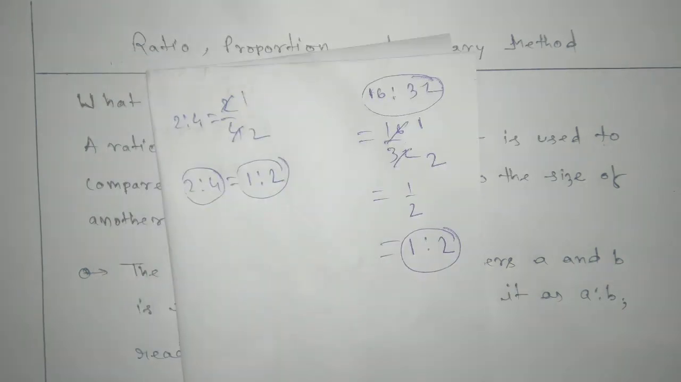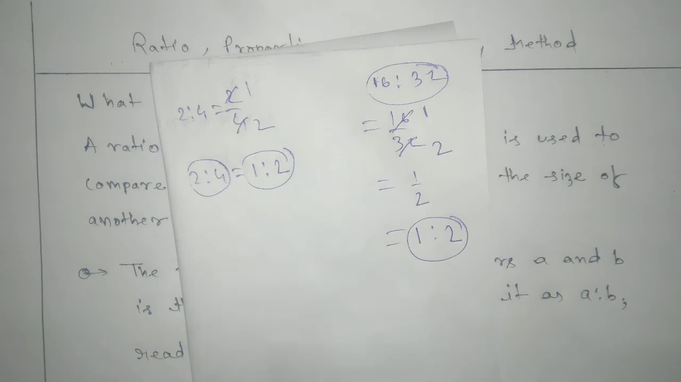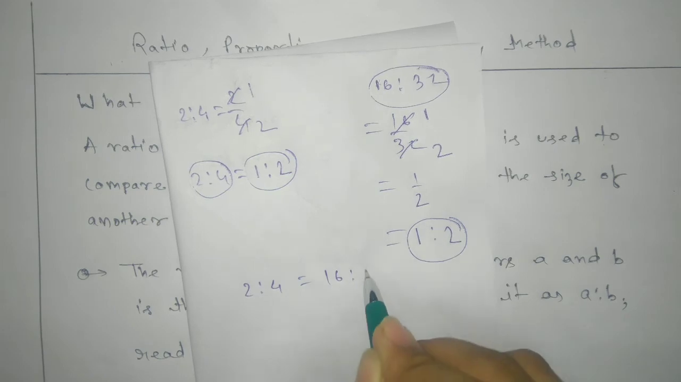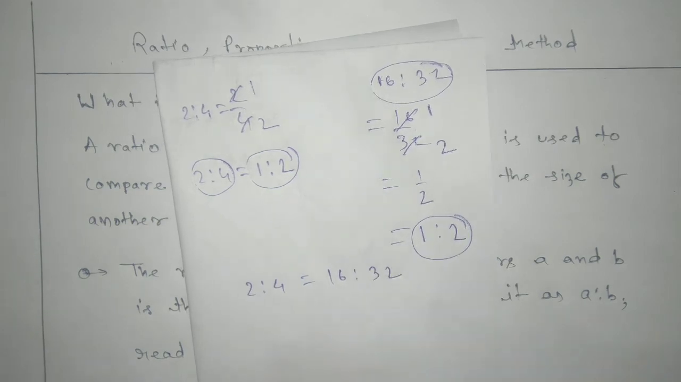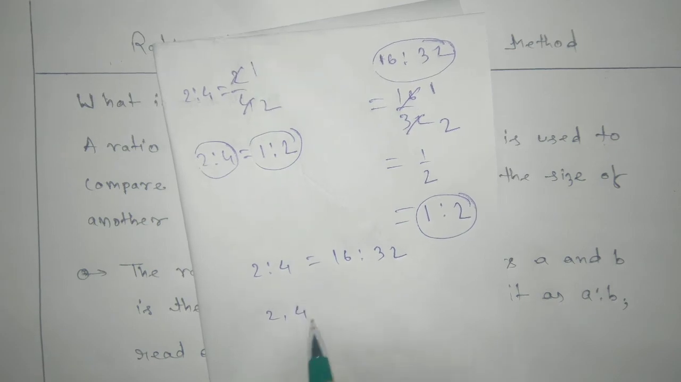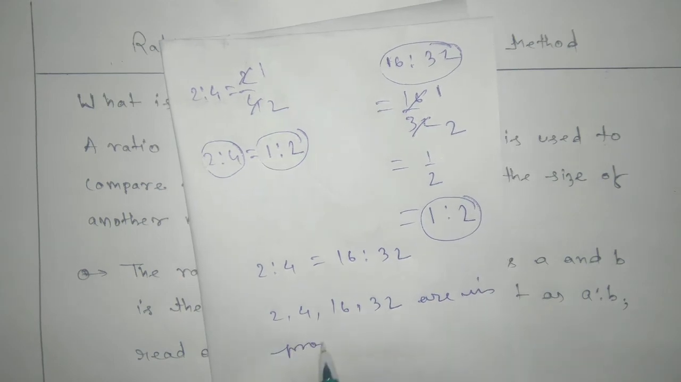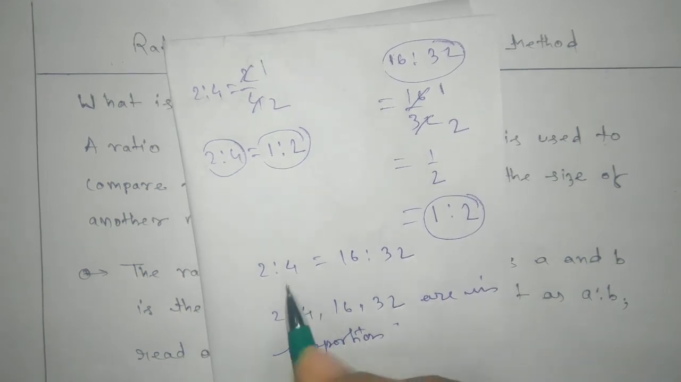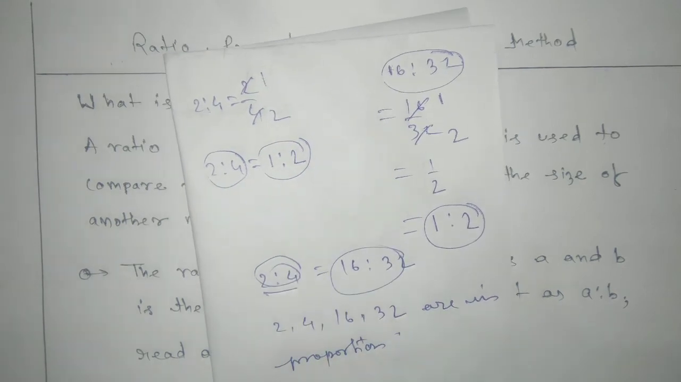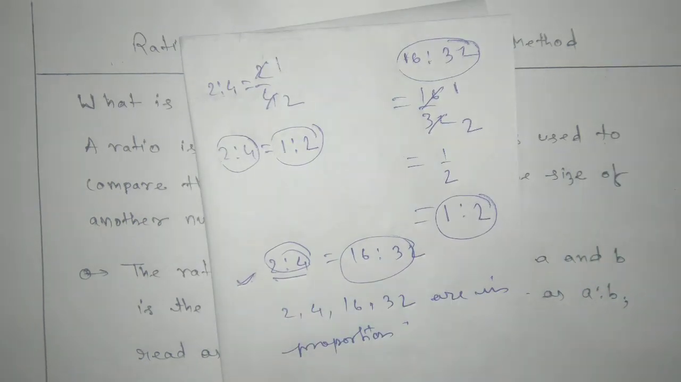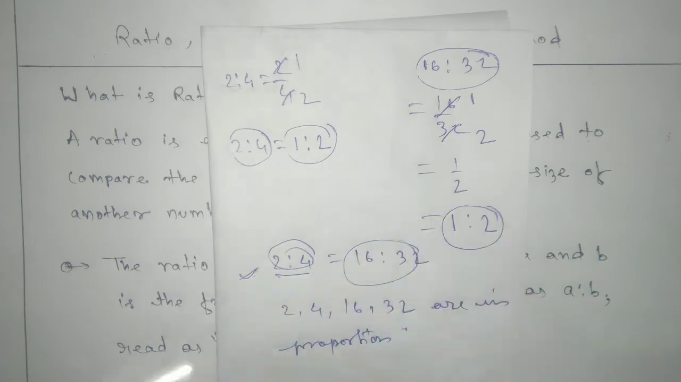So we can say both are equal: 2:4 equals 16:32. That means we can say that 2, 4, 16, 32 are in proportion, or we can say that the first ratio equals the second ratio. We'll discuss this later. The proportion part will be in our syllabus, we'll discuss it later. This is just your introduction class, you need to know about this.